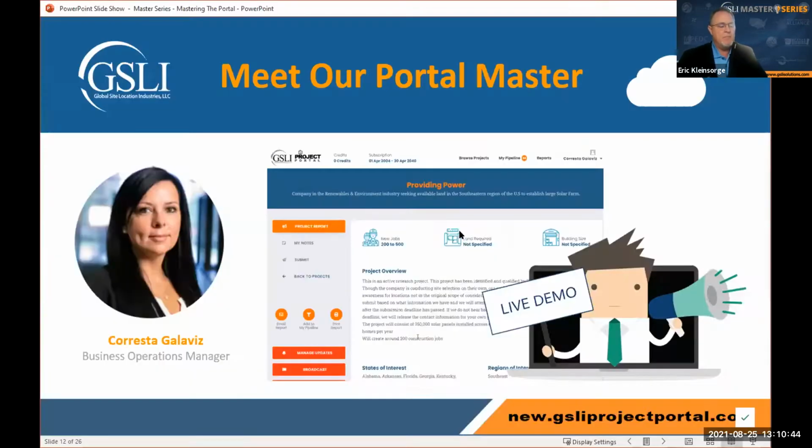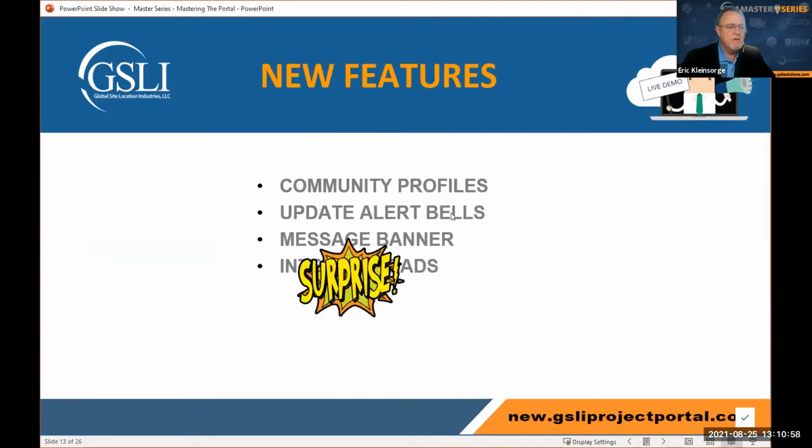And we're going to basically go through the different sections in the portal, so you actually know how to use the features and what the features are to maximize your time and efficiency in the portal. Again, we have these features. There's community profile. These are the new features that we'll be going through. Community profiles, which is an exciting update. Update alert bells. You saw one of those, a message banner, and then the surprise one.